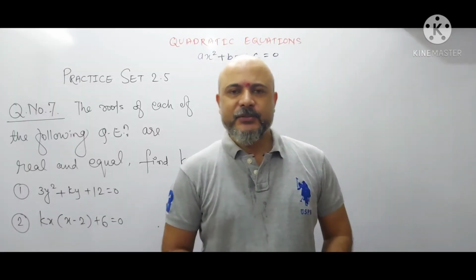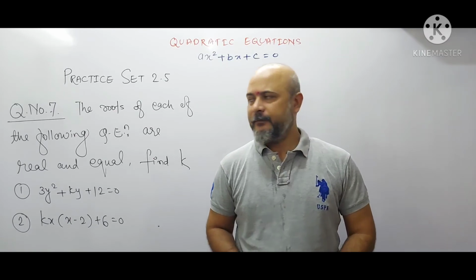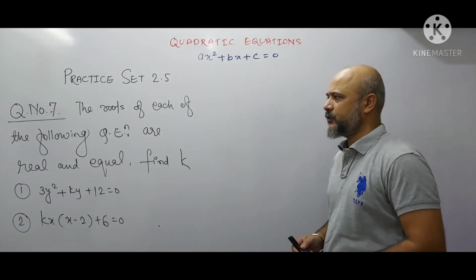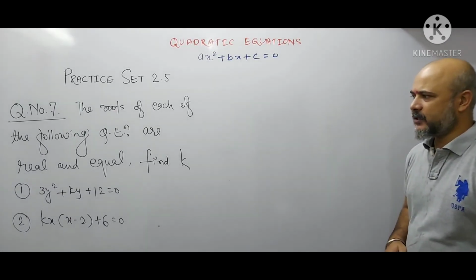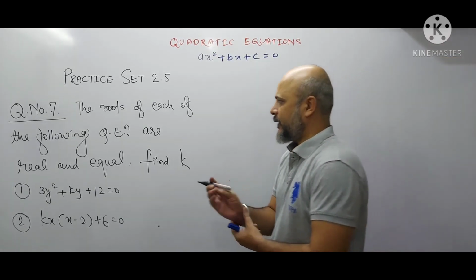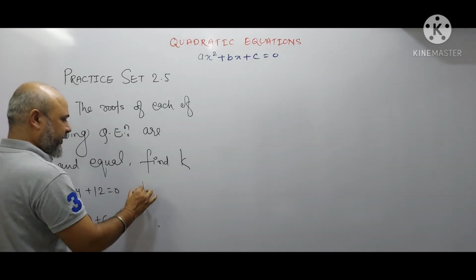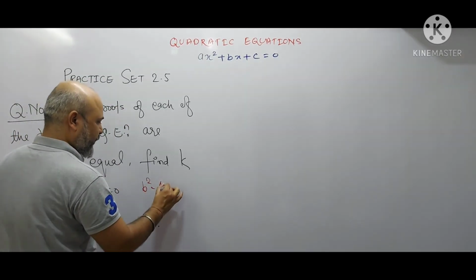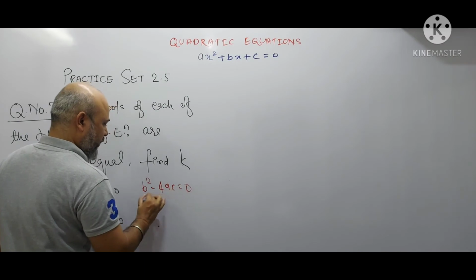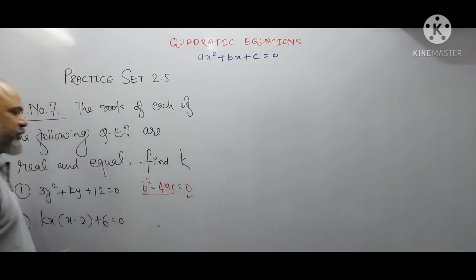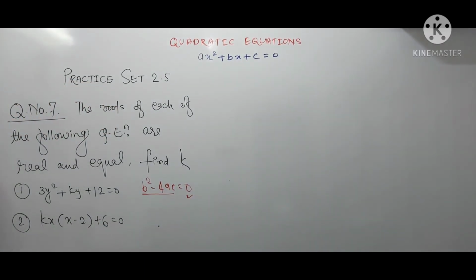Let's do the 7th question of practice set 2.5. So what is the 7th question? The roots of each of the following quadratic equations are real and equal. When roots are real and equal, we know that the value of b square minus 4ac is equal to 0. This value of discriminant is 0. Then we will say that roots are real and equal. So you have to find the value of k.